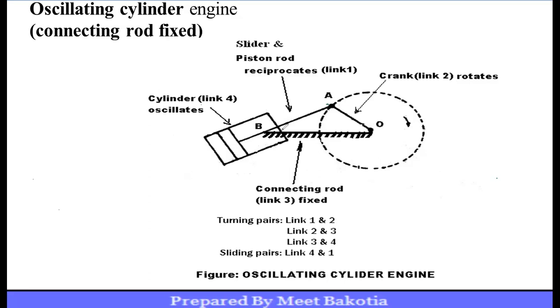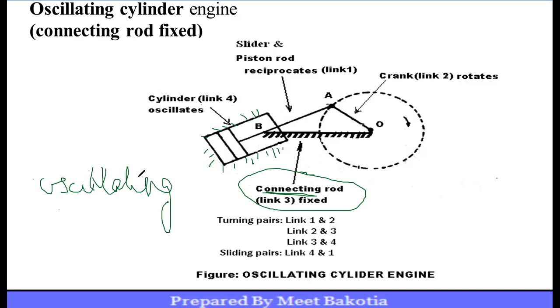So you can see here, this time instead of the crank or frame being the fixed link, the connecting rod is fixed. Usually we used to fix the cylinder, the frame link used to be the fixed link, but this time the connecting rod is fixed. So obviously the connecting rod has the oscillating motion. If the connecting rod is fixed, then the cylinder will now oscillate. Hence, this becomes the inversion of the single slider crank chain mechanism.